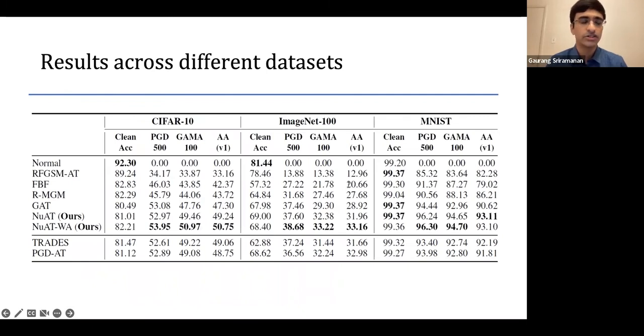And here we present some consolidated results across 3 standard data sets, CIFAR10, ImageNet 100, and MNIST, against some of the strongest known white box attacks, including Gamma and Auto Attack. And we observe consistent improvements in robust accuracy compared to even multi-step defenses while maintaining high clean accuracy. For example, on ImageNet 100, the model with weight averaging is seen to achieve about 33% auto attack accuracy, which is quite significantly higher than that of TRADES and PGD80, while also achieving quite good clean accuracy simultaneously.